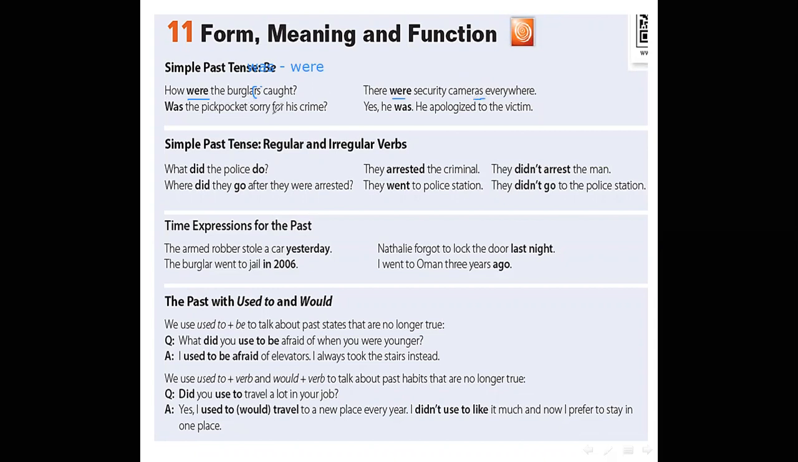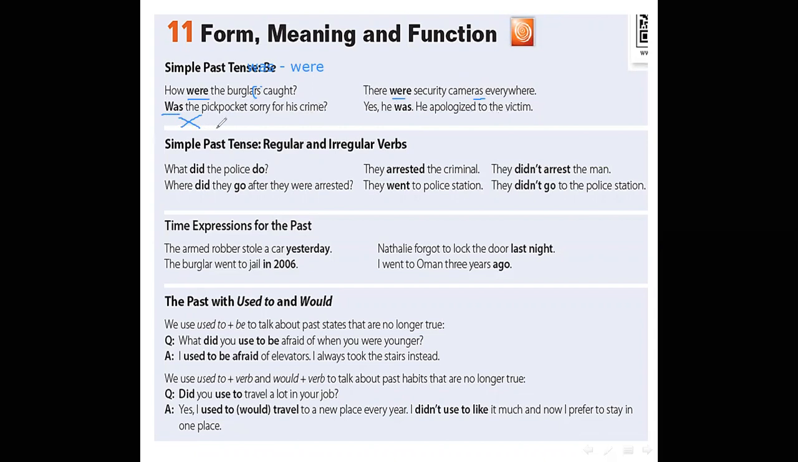Was the pickpocket sorry for his crime? Excellent. Where is verb to be? Was. Because the subject here, pickpocket, is singular. Yes, he was. So we make a cross. Was the pickpocket? And the answer, yes, he was. He apologized to the victim.